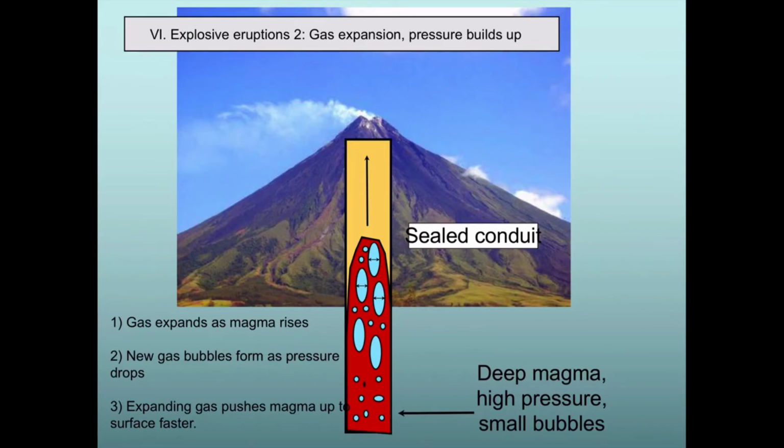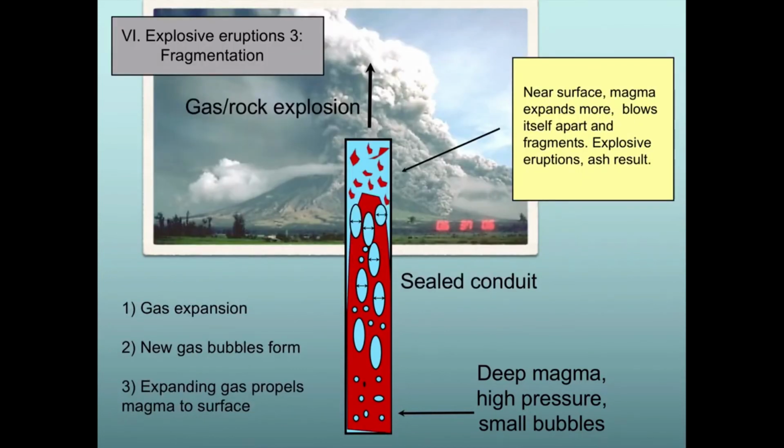The expanding gas can push the magma up to the surface really fast. As soon as you get up towards the top, you get extreme explosive pressure, and the magma rips itself apart in this process called fragmentation. When that happens, you get a big gas and rock explosion. You get a lot of ash produced because the magma's pulverized itself apart. And you get this situation like Mayon in the background here during the 1980s. Highly explosive eruption, lots of ash.